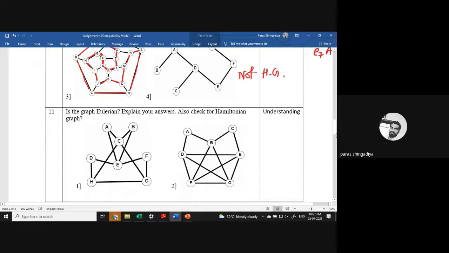Now next, question number 11. In that question, first you have to check whether it is Eulerian or not. Explain your answer. If it is Eulerian, then write the Eulerian line. And then also check for Hamiltonian graph. Draw the first and second. Check for both conditions, Euler as well as Hamiltonian.